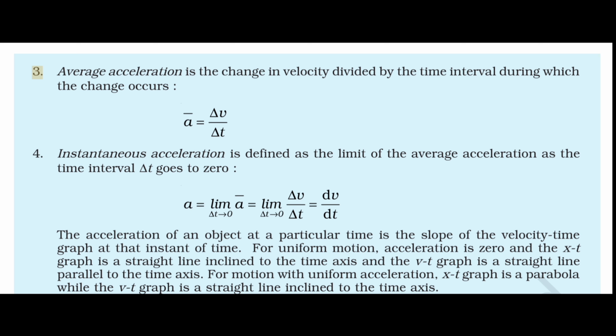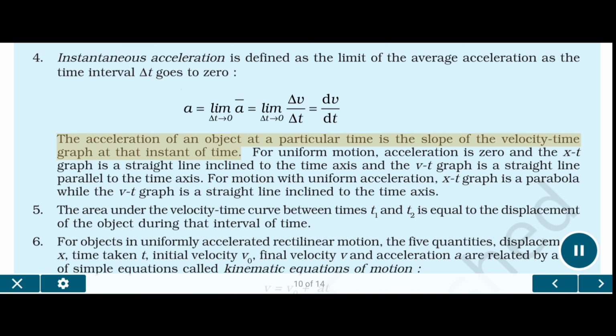3. Average acceleration is the change in velocity divided by the time interval during which the change occurs. 4. Instantaneous acceleration is defined as the limit of the average acceleration as the time interval increment Δt goes to 0. The acceleration of an object at a particular time is the slope of the velocity-time graph at that instant of time.